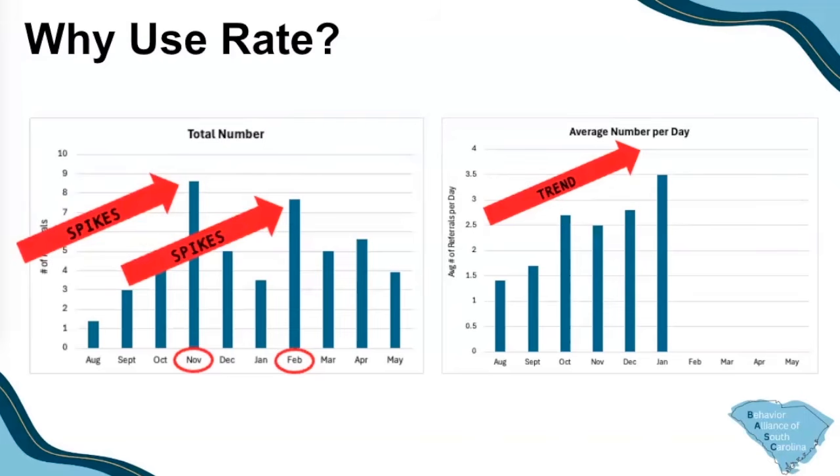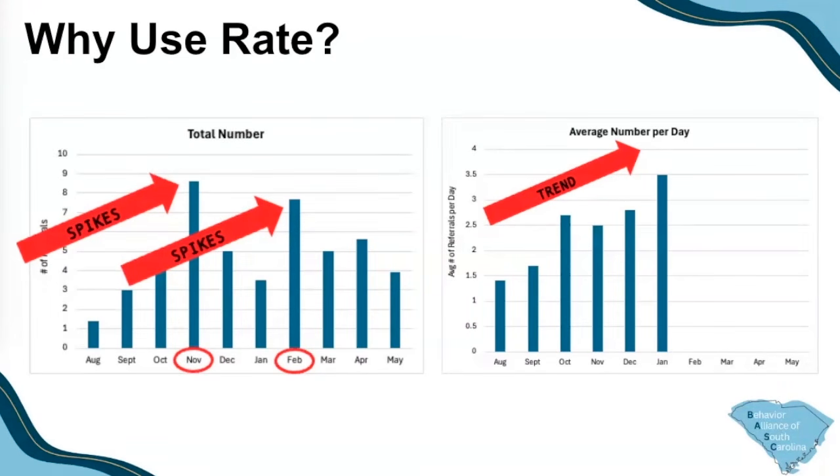2 of the suggested metrics use rate rather than total number. Why is this important? The same set of data related to frequency of office referrals for a school are displayed here in 2 different ways. In the first chart, the total number of referrals is displayed for each month. Which month seems to be the most problematic? You might think it's November or February.